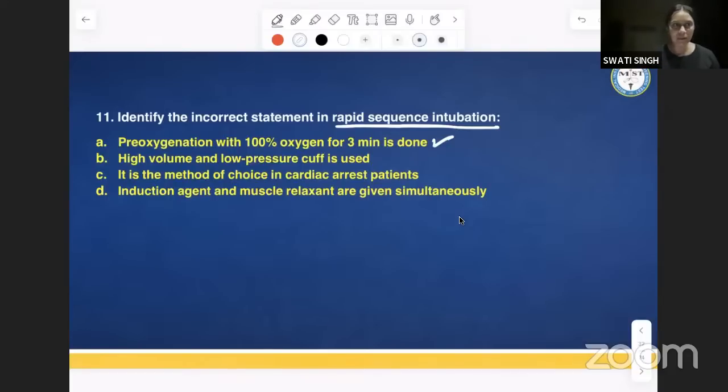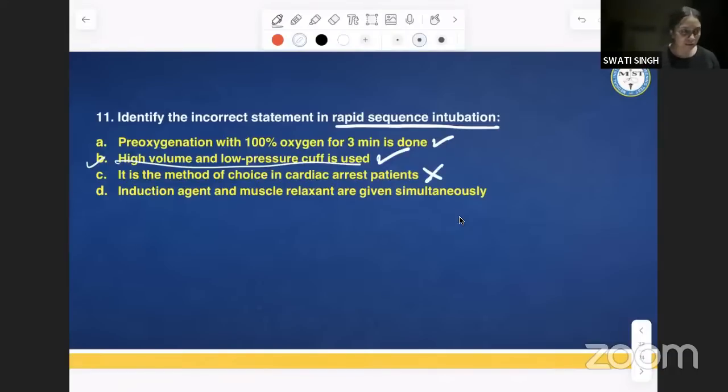Okay. So first is correct. Pre-oxygenation with 100% oxygen for 3 minutes is done. High volume, low pressure cuff is used for intubation. This is normal, so we use it. Yes, this is also correct. It is the method of choice in cardiac arrest patient. No, in cardiac arrest patient, we don't practice RSI. So this is incorrect, right? In cardiac arrest patient, we simply intubate the patient.